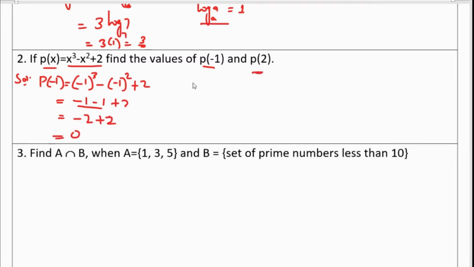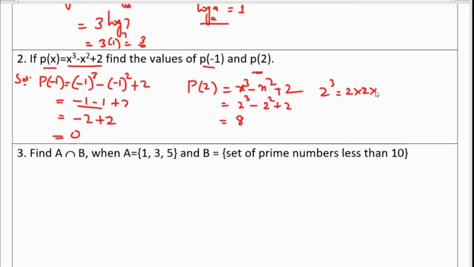So we'll find P of 2 now. Wherever x is there, we have to replace it with 2 now. So 2 cube minus 2 square plus 2. 2 cube value is 8 because 2 cube can be expressed as 2 into 2 into 2. 2 should be multiplied 3 times. So 2 2s are 4, 4 2s are 8. It is not 6, students.